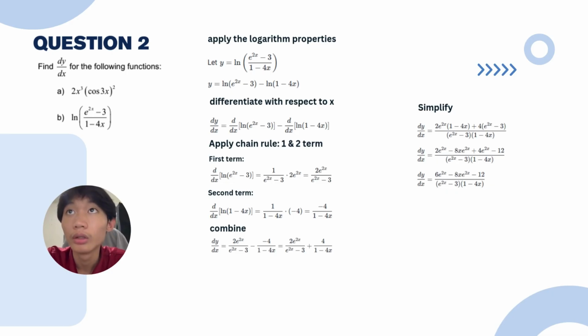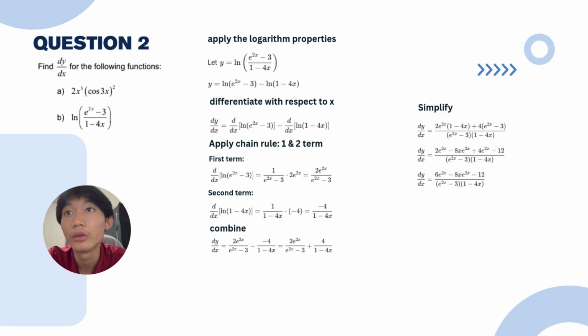For question B, we apply the logarithm properties. So we let y, using the logarithm property ln of a over b equals ln a minus ln b. So y equals ln of e to the 2x minus 3 minus ln of 1 minus 4x. So next we differentiate with respect to x. dy over dx equals d over dx of ln of e to the 2x minus 3, minus d over dx of ln of 1 minus 4x.